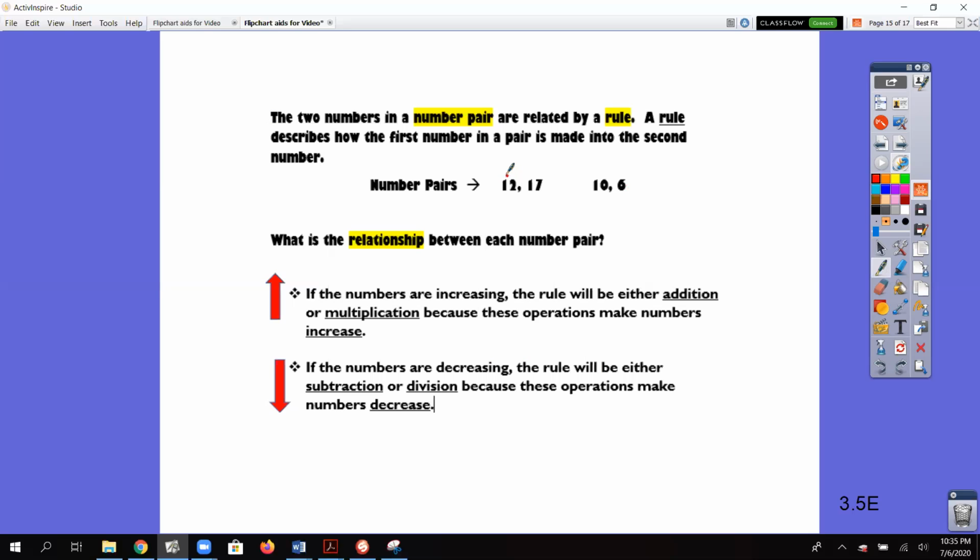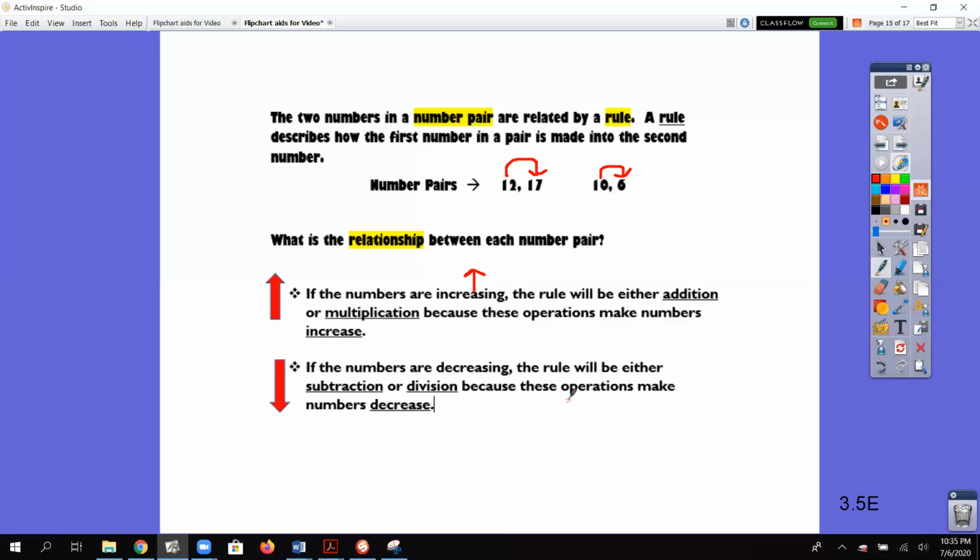So let's look from 12 to 17. Put a little arrow here. How did they get there? The numbers increased. So let's look down here real quick, and then we'll come back to this to see how these are related to each other, how they're connected. If the numbers are increasing, remember increasing means it's going up, the rule will be either addition or multiplication. Why? Because those two operations make your numbers increase. If you're adding or multiplying, your answer will always increase because you are either joining objects or you're joining groups of objects. So they will always increase and they will get bigger.